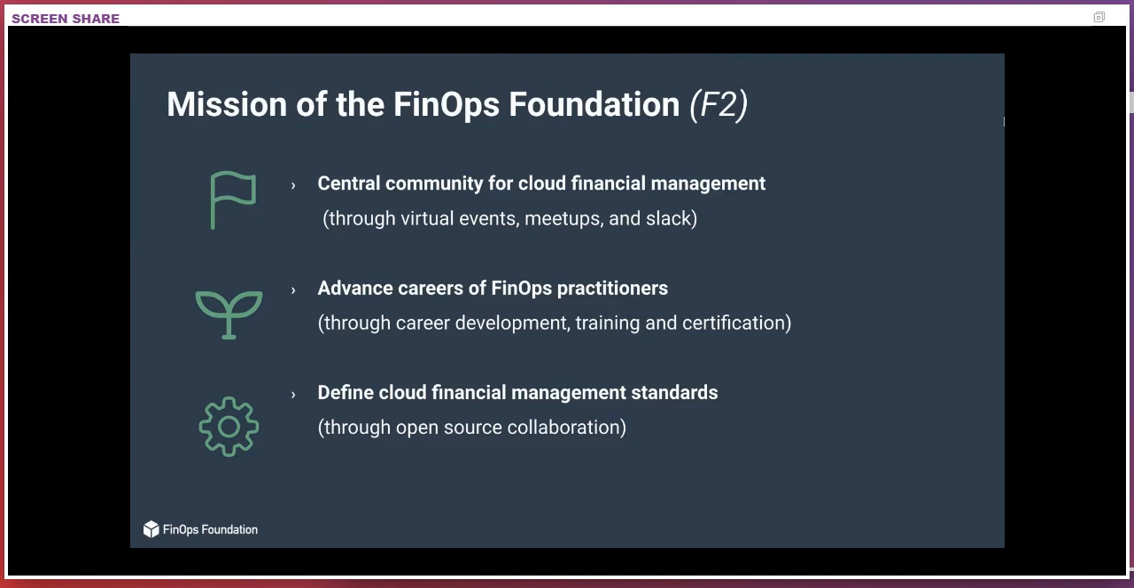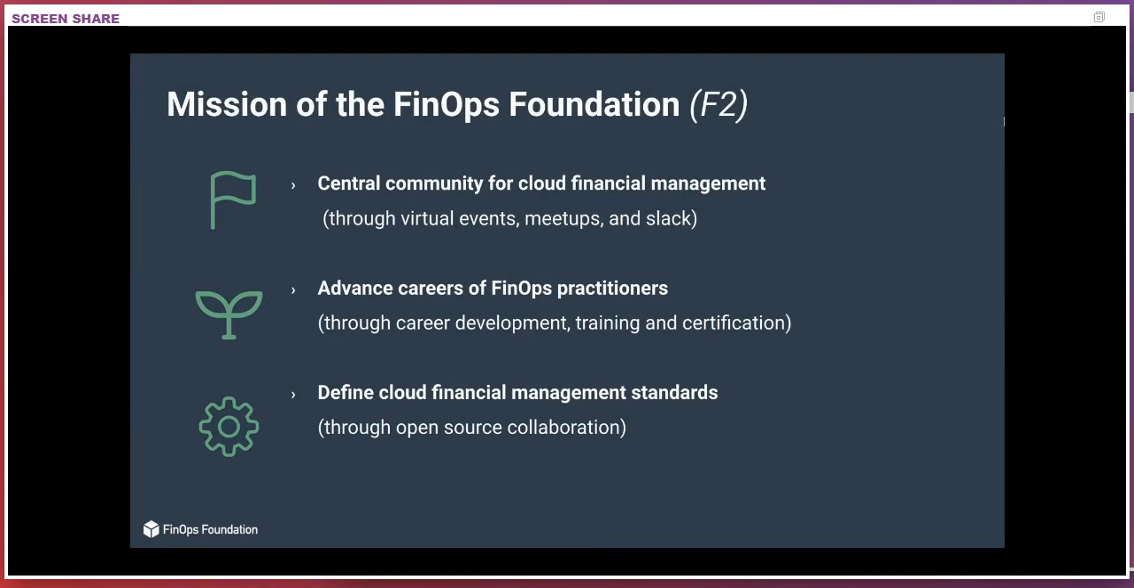and help advance their careers. Education is the core thing in this space because people are not always knowing what it is or they're new to it. You typically can't go to a college and get somebody who's graduated with a FinOps degree yet, right? So we need the ability to help people up-level their knowledge, their training, their certifications.